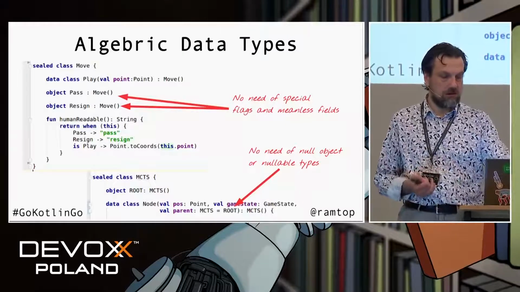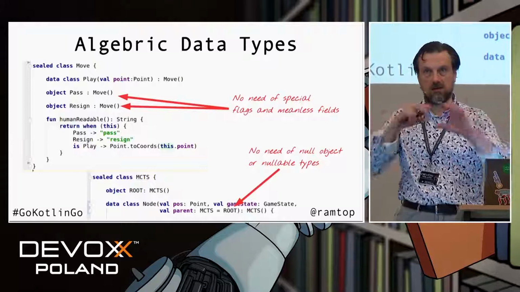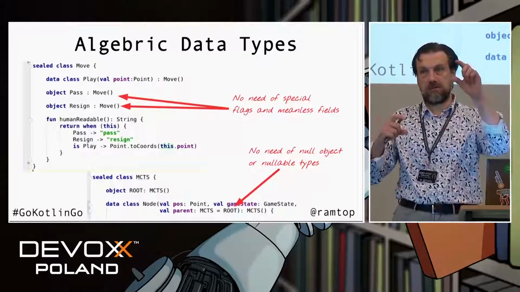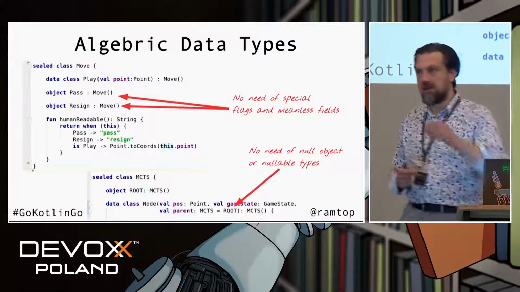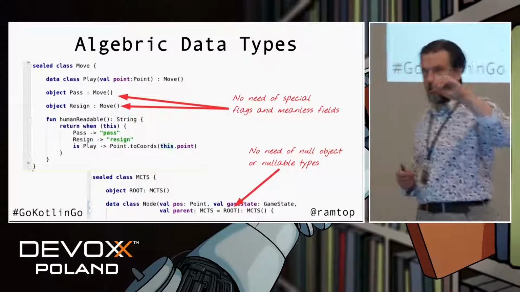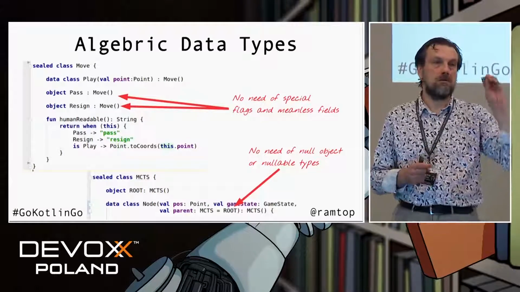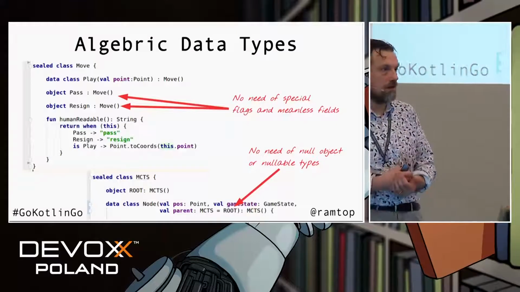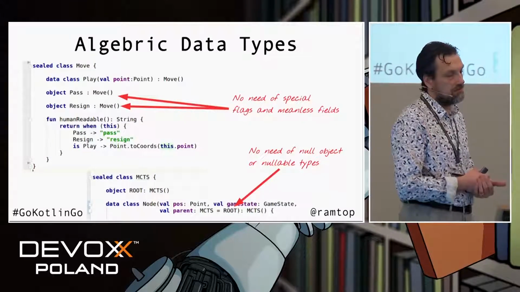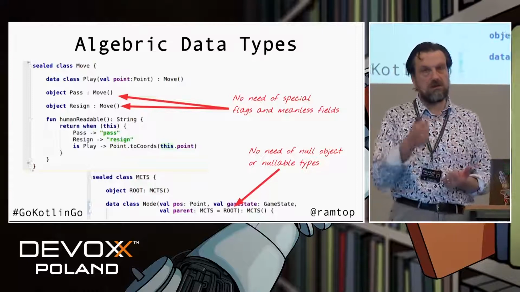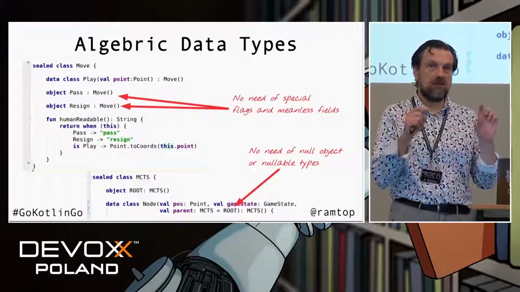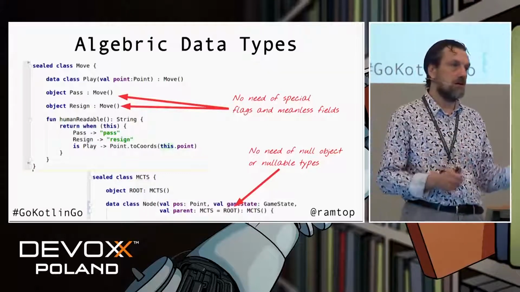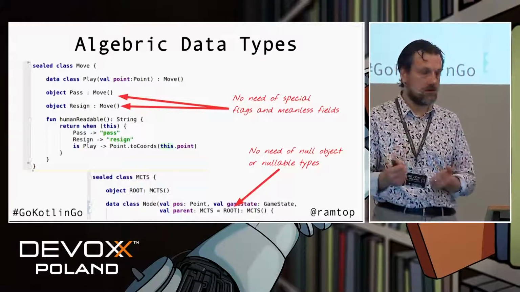The second example, for example, is a structure which is a kind of a tree. And in the tree, each node has a parent, as you know. But the root node, the node at the top of the tree, will be without parent. So we'll have a parent equal null. But if we put the parent equal null, then we have to specify that parent can be nullable. So every time we get the parent, we have to check if it's null or not null.